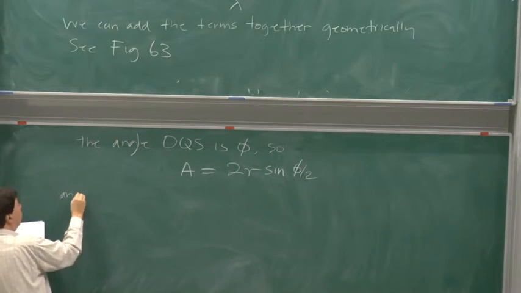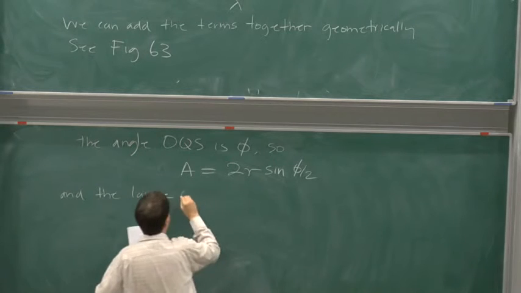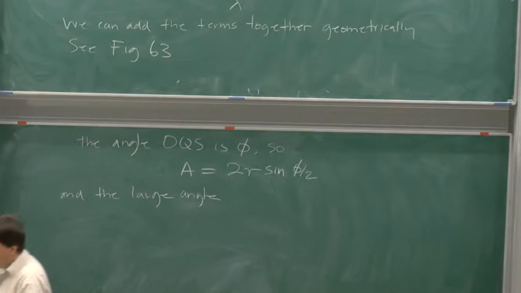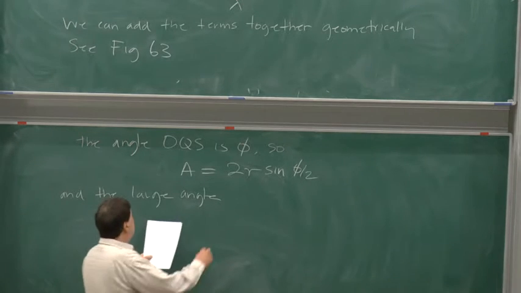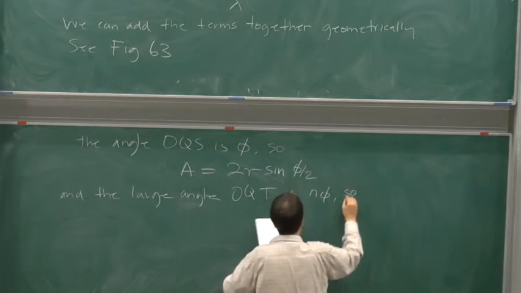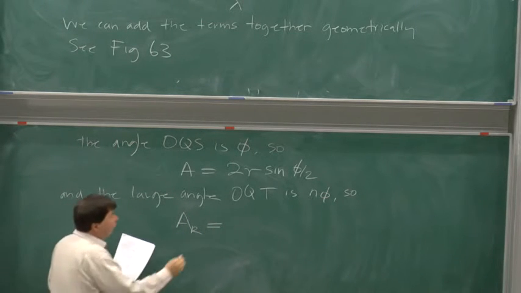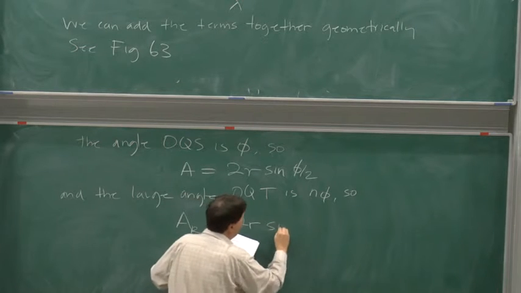And the large angle is subtended by the... Remember, our rule for the phasor diagram: the resultant is always obtained by joining the origin to the end point of these six fictional vectors, in the general case n fictional vectors that we're adding up. So the large angle OQT in that diagram is n phi. So we can also write that the resultant amplitude A sub r is equal to 2R sine n phi halves.